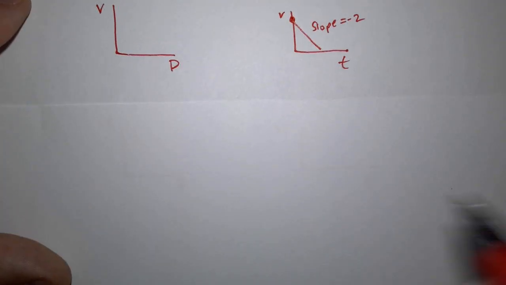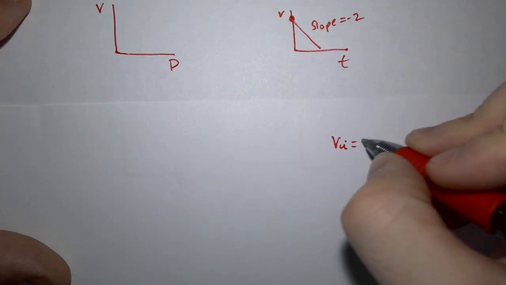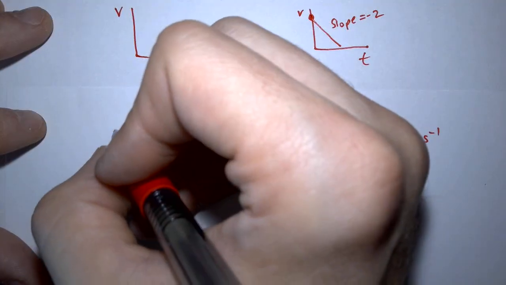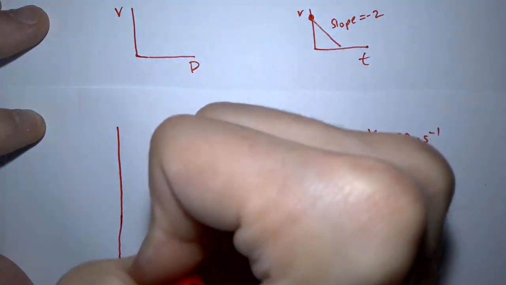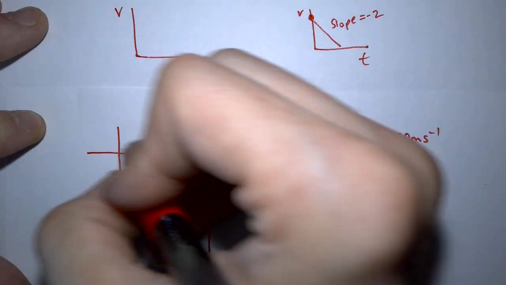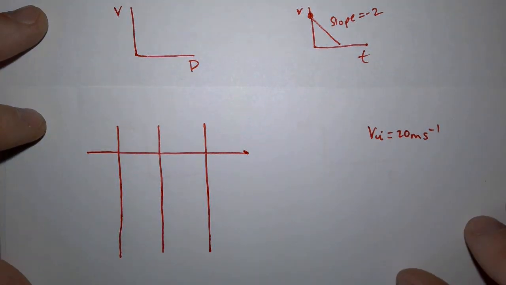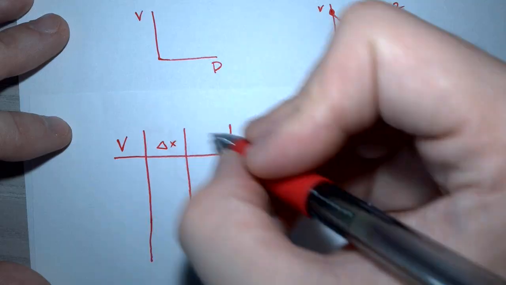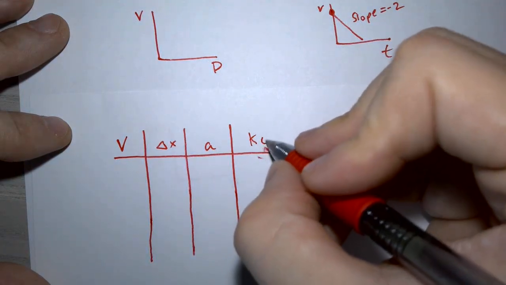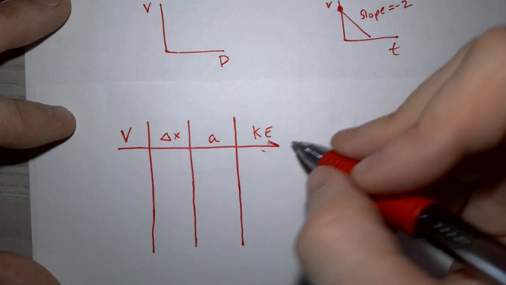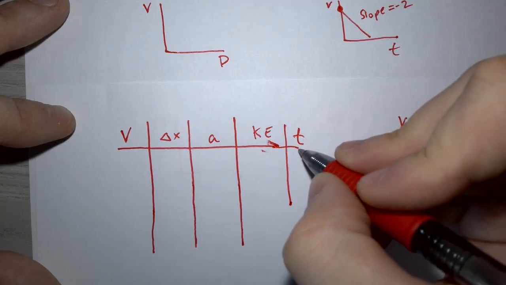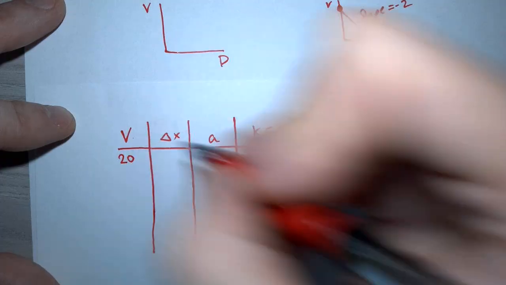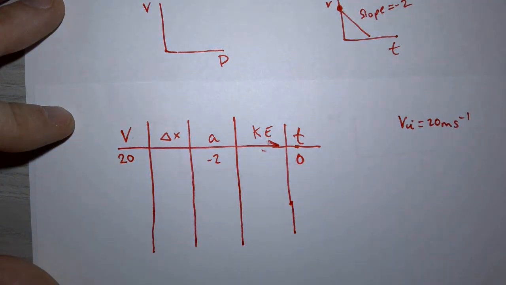So let's just pretend that we had a v initial of 20 meters per second. Let's just pretend that that's the case. There is nothing ever stopping you from tabling some things out to make it make sense. Yeah, you can use your formulas and you can do it that way. So I'm going to say that this is velocity, this is my delta x, my acceleration, and eventually I'm going to need my kinetic energy as well. And then we'll have time. Okay? So time is 0, my velocity is 20. My acceleration will be negative 2.